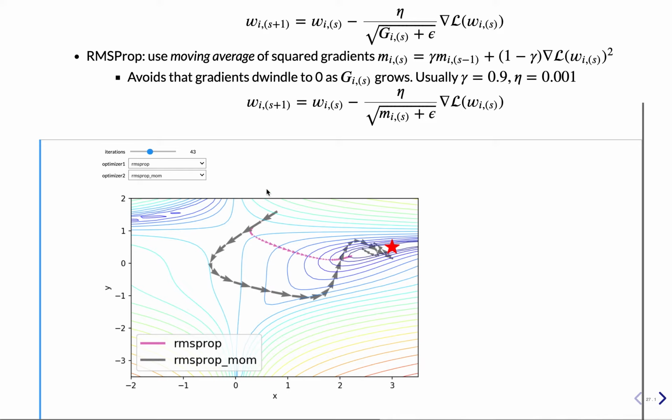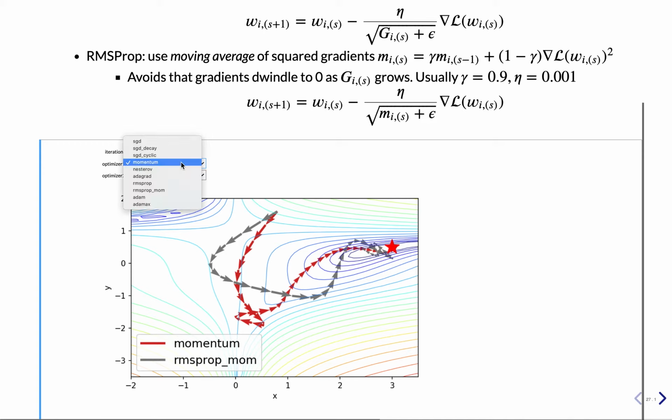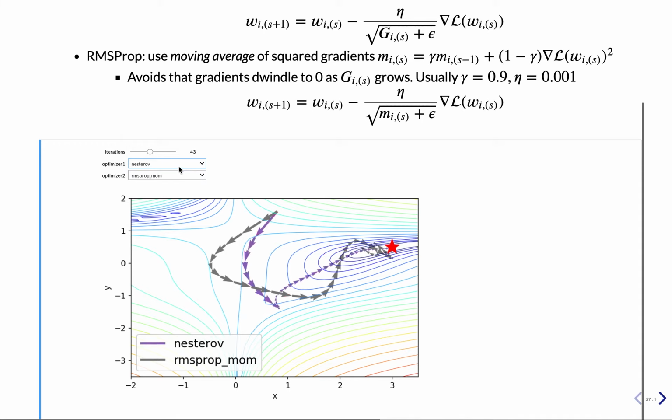And you could also compare this to normal momentum. And you see that while RMSprop with momentum overshoots as well a bit, it's much more docile and much more targeted than the normal momentum or even the Nesterov momentum. Although in this case they're pretty comparable.